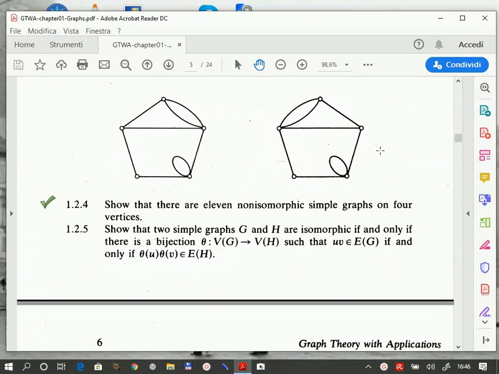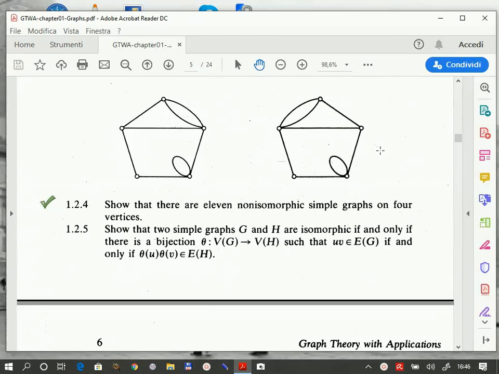Do you agree? You don't agree? Somebody does not know why I'm saying this? Since the loop must go to the loop, also the vertex where the loop is must go to the vertex where the loop is. So surely theta of D must be W. All right? And then what do you have here?